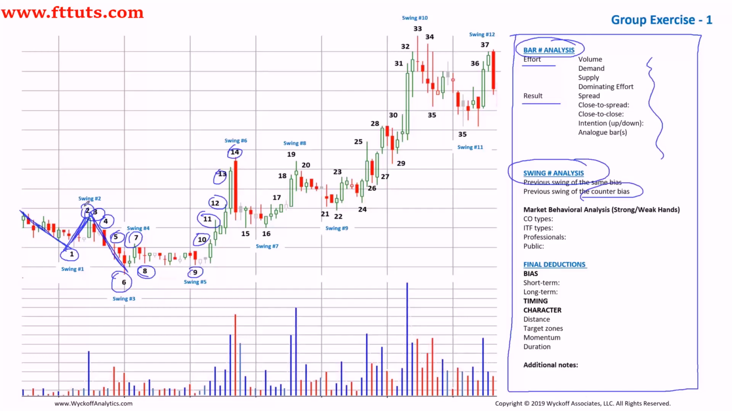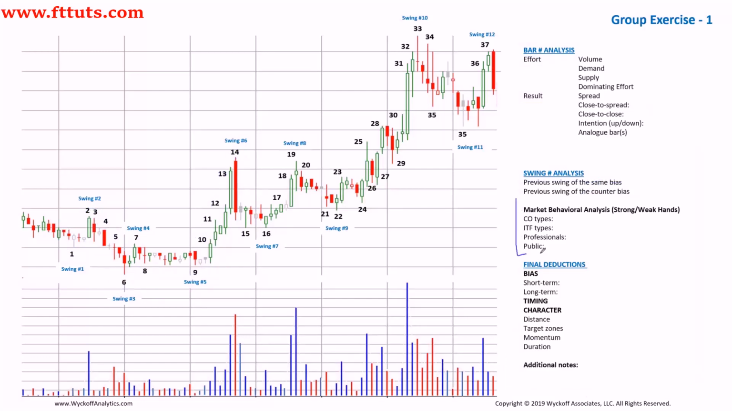So we're basically going to compare a swing to a swing. We also will talk about the market behavioral analysis, and that is the behavior between strong and weak hands. And we're going to try to define for each type of market participant what they are doing at that spot. And that will create a better understanding for you as to what is happening right now.